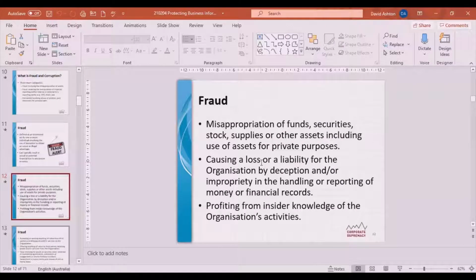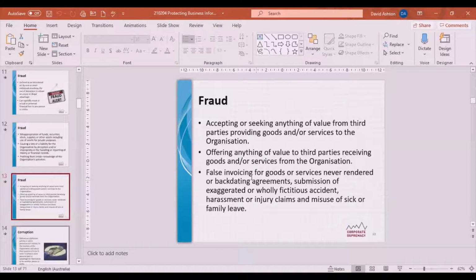So types of fraud: misappropriation of funds, causing a loss of liability in terms of reporting of money or financial records, profit from insider knowledge, accepting or seeking anything of value from a third party providing goods or services. So that's your procurement process. Offering anything of value to third parties, false invoicing for goods or services never provided. So there are some examples of fraud that may or may not occur in your business.